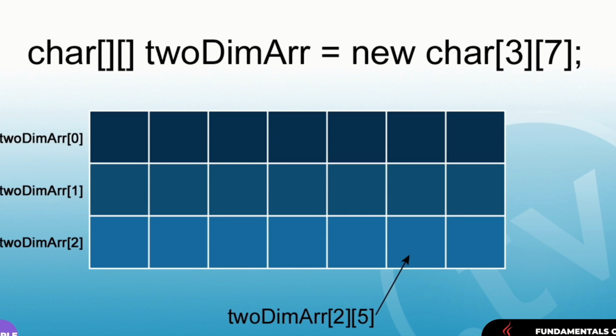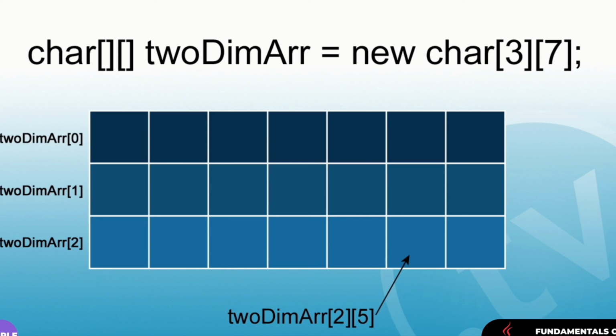Oftentimes, what's appropriate here is a multidimensional array. Multidimensional array is a pretty scary sounding name, but in fact the concept behind them is very basic. The idea is, what happens if we create an array of arrays? The line of code at the top of this screen shows the syntax to do just that.